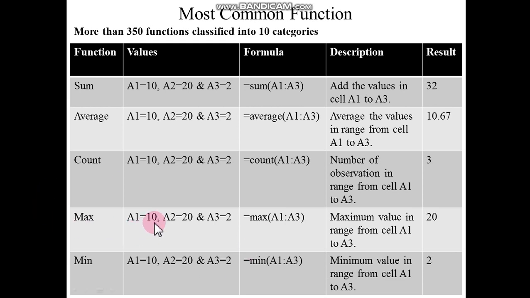In this case, I make it very simple. We have 3 observations: 10, 20 and 2. The highest value is 20. You can see the answer will be 20. The formula for this is equal MAX and then consider the particular range.